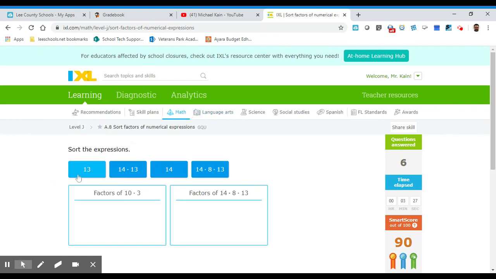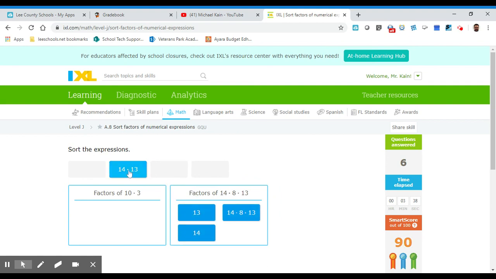Okay, so 13 is a base factor over here. 14, 8, and 13 are all three base factors here. 14 is a base factor here. And since 14 times 13 are base factors over here, then this is going to be our final answer.